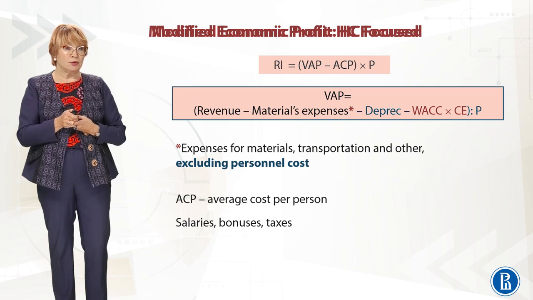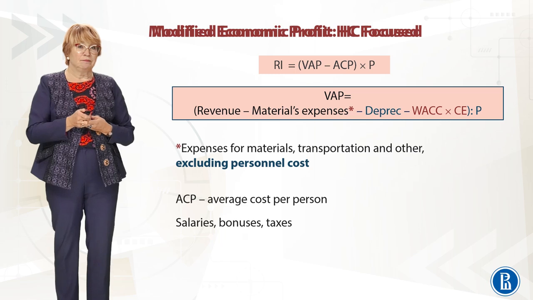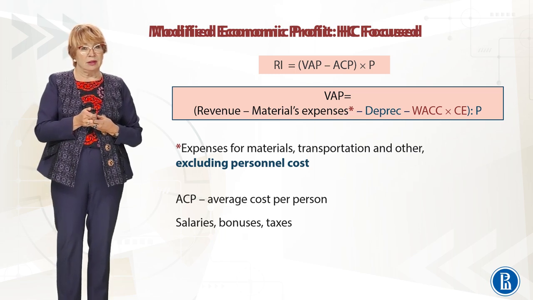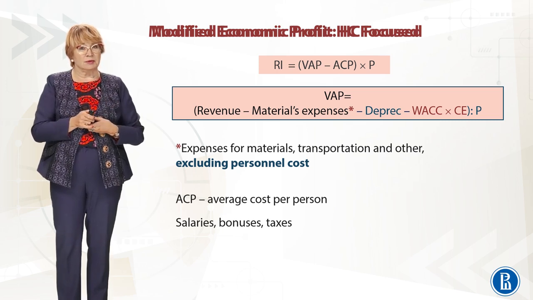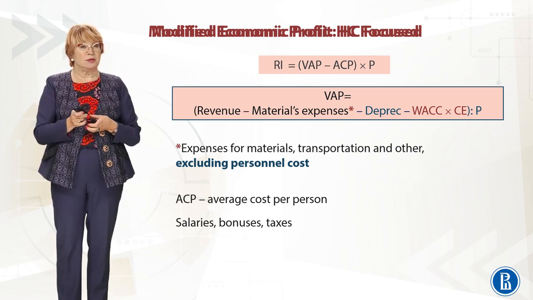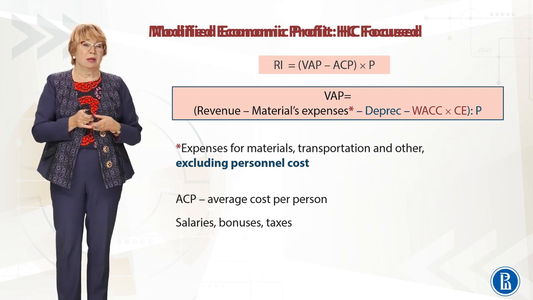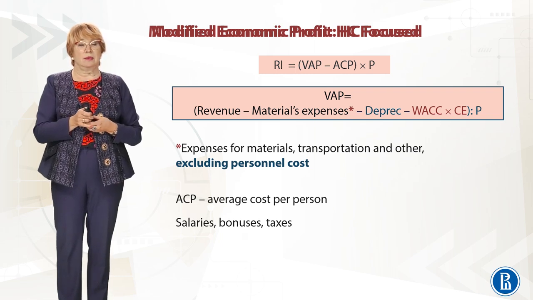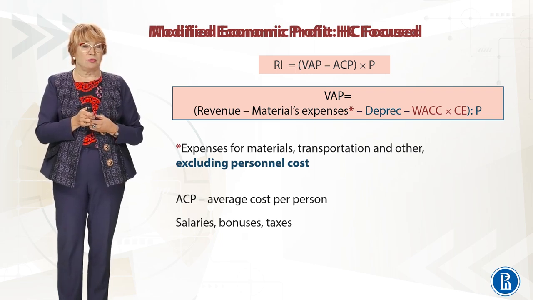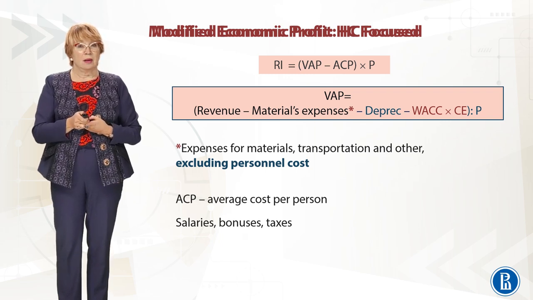So we needed first to start, of course, with the sales revenue. We need then to subtract materials expenses. Boston Consulting Group thinks about these materials expenses as expenses not only for raw materials, but also including some transportation costs and other costs needed for producing that particular type of product, but excluding personnel cost.